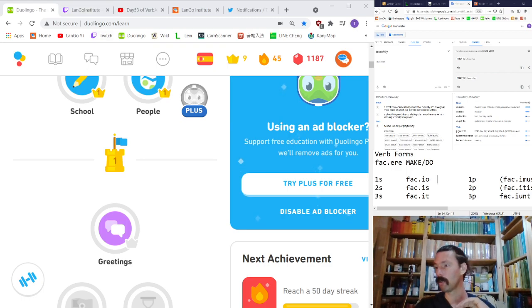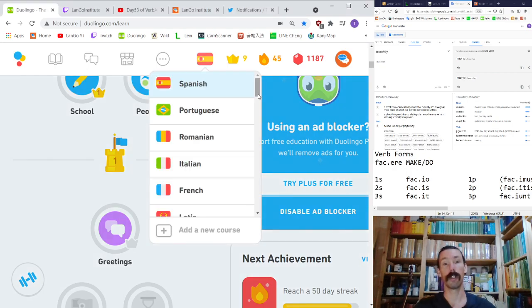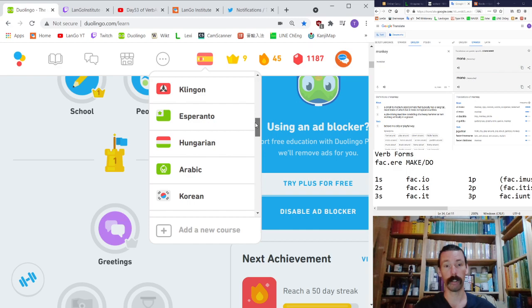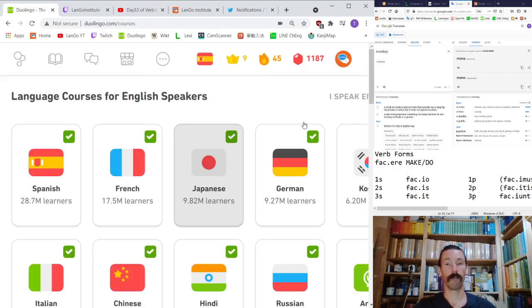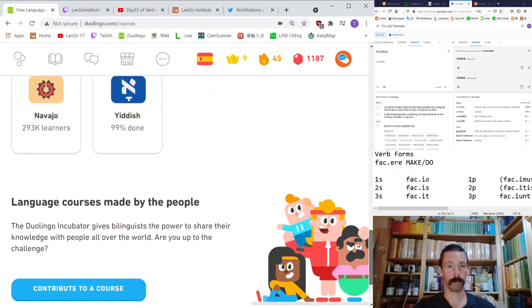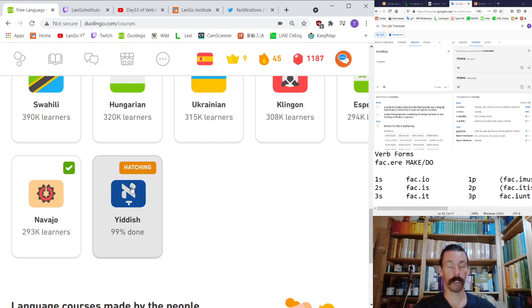All right, maybe let's go on to something that is not Romance, because why not? We've seen all the ones, I think, that are taught on here. And looking forward to them releasing the Yiddish one on its way.